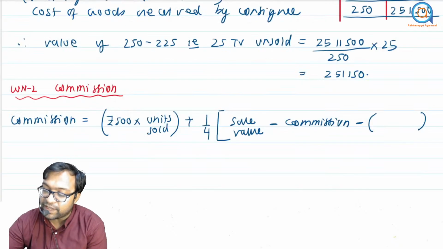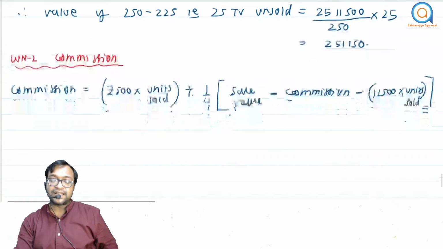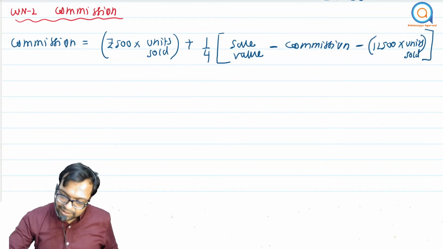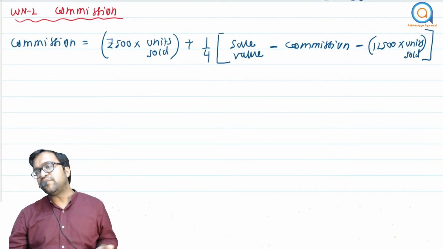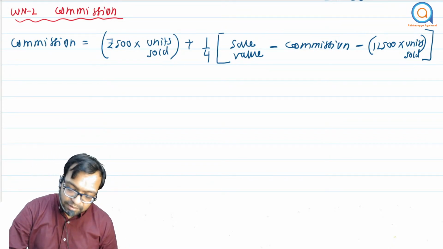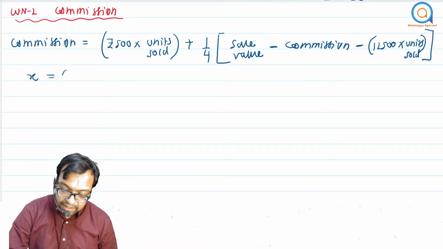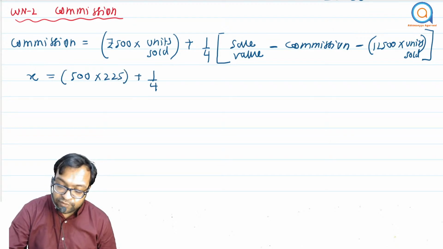Acha, this sum will be calculated. How will you calculate? 12,500 multiplied by units sold. Now this is the equation that is being formed. So this is what they are saying. So sir, just put the values. Now we have to find the commission, correct? Let the commission be X. X equals 500 multiplied by units sold is 225 plus 1/4.